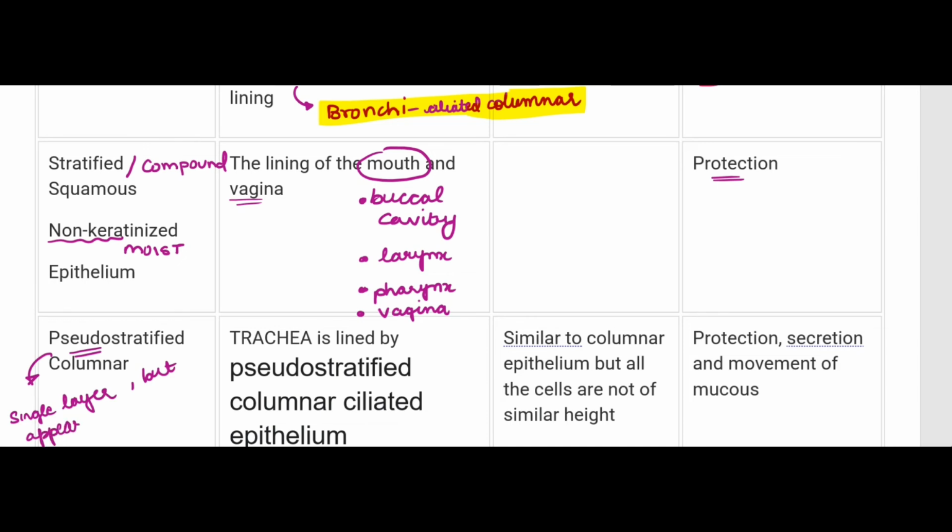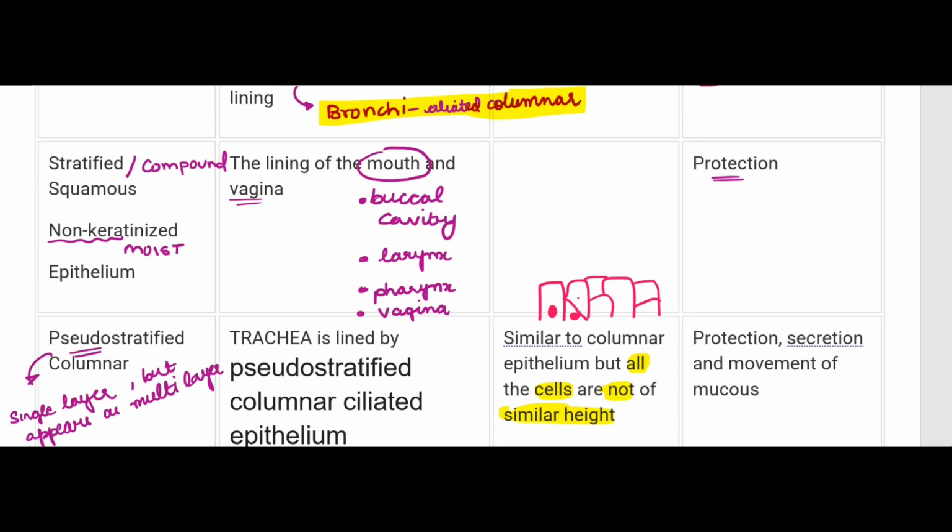Okay, so pseudo stratified epithelium is similar to the columnar epithelium. They have tall slender cells. Yes, but all the cells are not of the similar height. The cells are present at different heights, like this, the one which I am drawing. So eventually even the nuclei are placed at different heights.